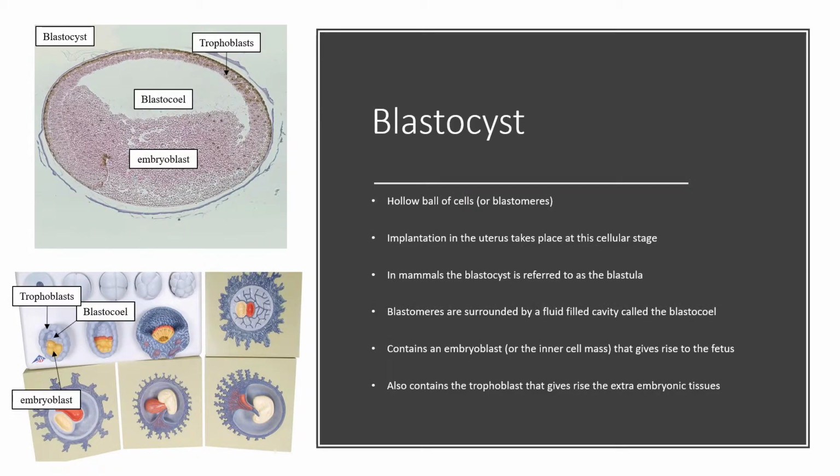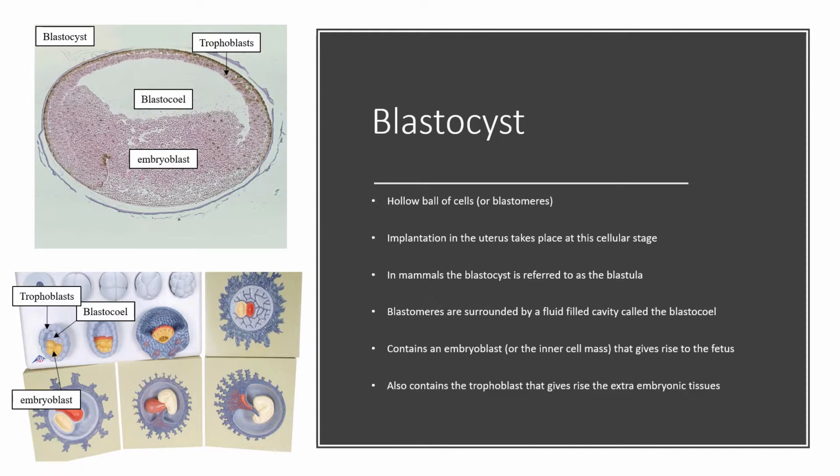So eventually the morula develops into what's called the blastocyst, and the blastocyst is just this hollow ball of cells, and if you remember, the cells themselves are called the blastomeres. I do want to point out that it's once the embryo reaches the blastocyst stage that implantation takes place. Now in mammals, the blastocyst is actually referred to as the blastula, and so that's probably what you'll hear me refer to it as for the rest of this video because I learned it that way teaching freshman biology.